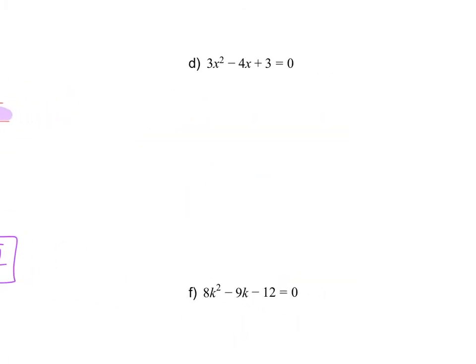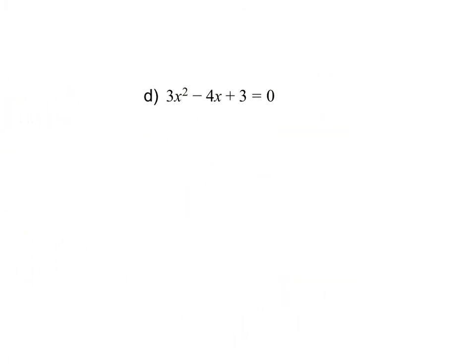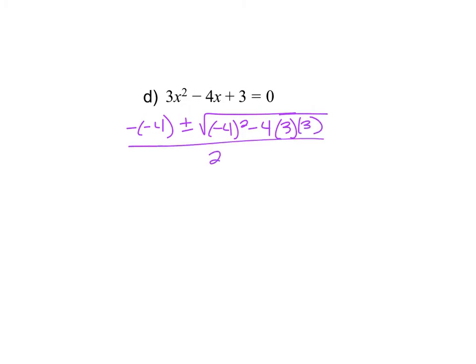Okay, let's move on to letter D. Good, it's already in standard form, so we don't have to do that piece. So let's just go ahead and get after it. X equals negative 4 plus or minus the square root of negative 4 squared minus 4 times my A times my C all over 2A.